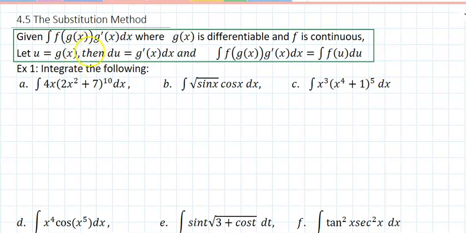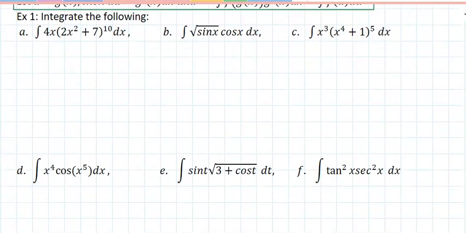This is what it says. If you're integrating a composite function in which the derivative is being multiplied by that composition, then you're going to let u equal the inside of the power function, kind of what we did with the chain rule when we took derivatives, if you remember. You're going to let u equal the inside of a power function, the denominator of a fraction, the argument of a trig function, and so on and so forth. So it's almost identical to the chain rule.